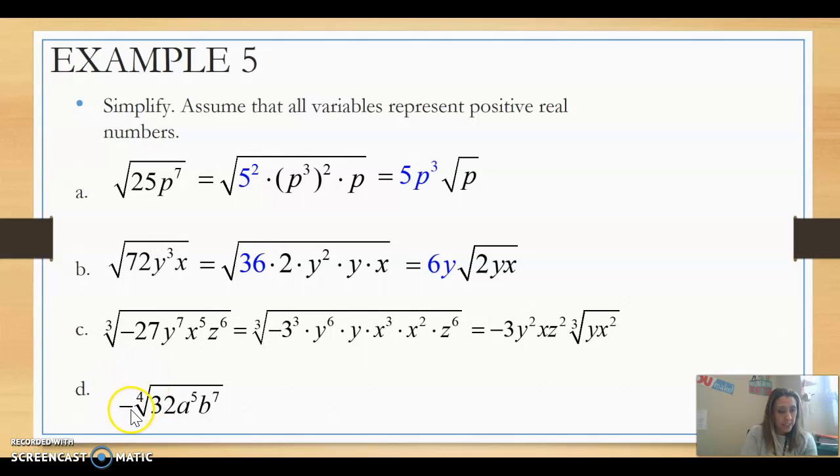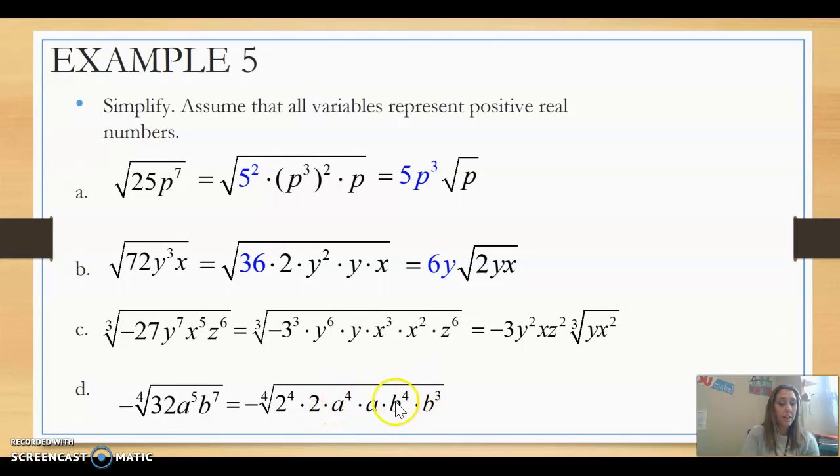And then d, we're going to do the same thing. That negative is going to stay out front, but we are going to think of a fourth root. So we could rewrite this as 2 to the 4th, because we said 16 times 2, right? So we could do 2 to the 4th, which is 16. And then we could rewrite a to the 4th times a, and then b to the 4th times b to the 3rd. So we've got 2 to the 4th right here times this 2, because that would be 16 times 2. We have a to the 4th, written as a 4th power, and then a.